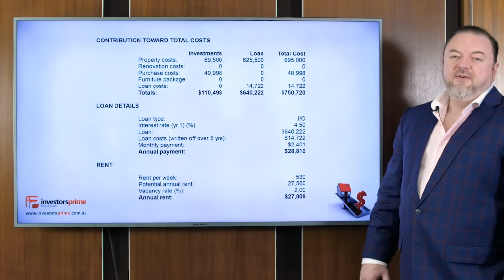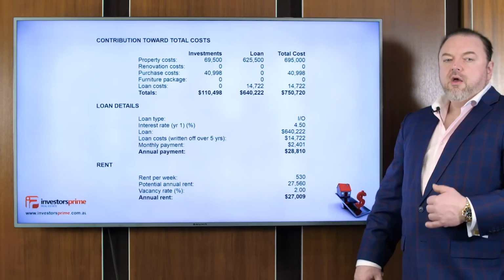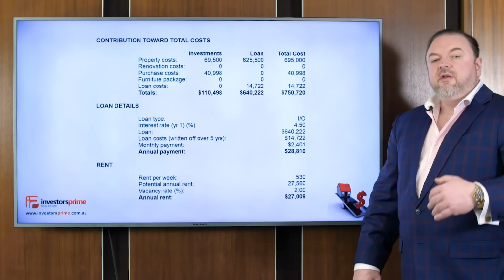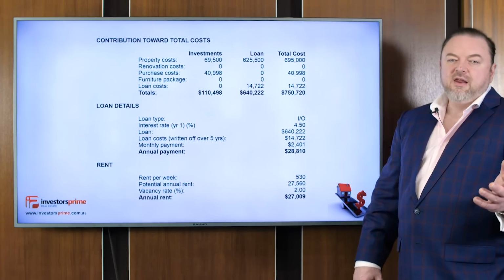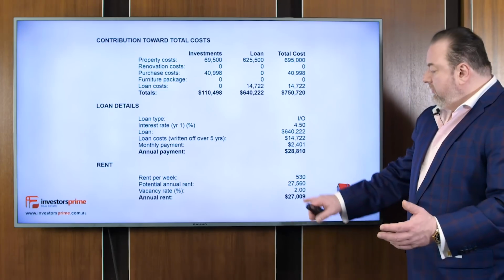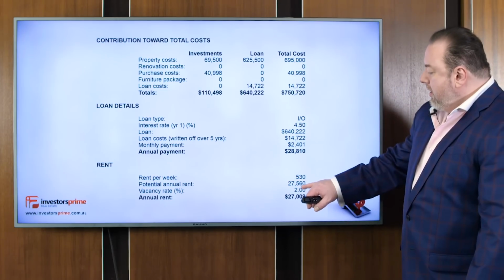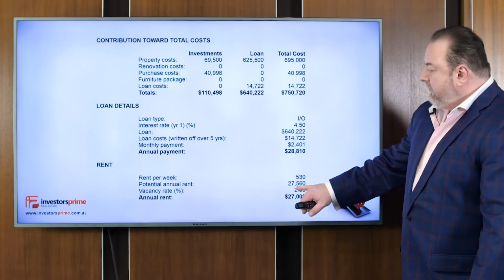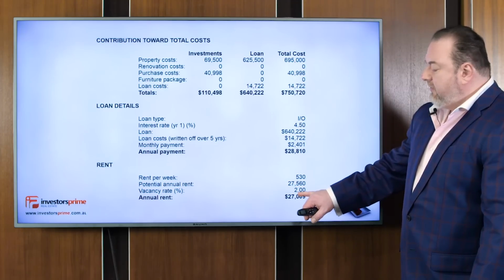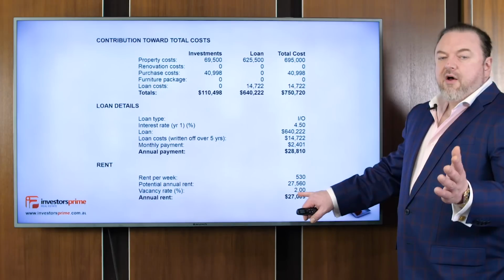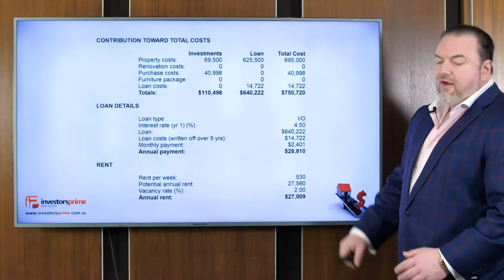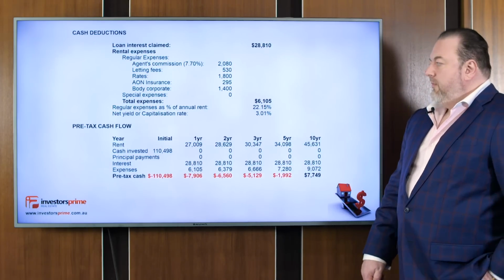Now, I reckon it'll be $550 per week by the time we come to June next year, if things continue on as they go, because there's such a critical rental shortage in Melbourne. I mean, people are sleeping out in tents and car parks. But we'll see what happens. Currently, it'll be $530. So $27,560 is the potential rent. Vacancy rate's 2% per year over 10 years from RP data. So I've averaged that out. So you're getting $27,009 in rental.